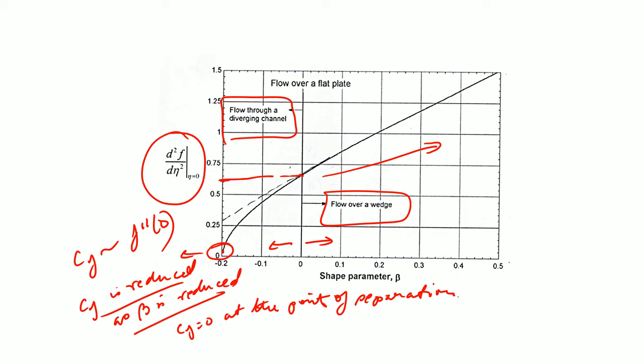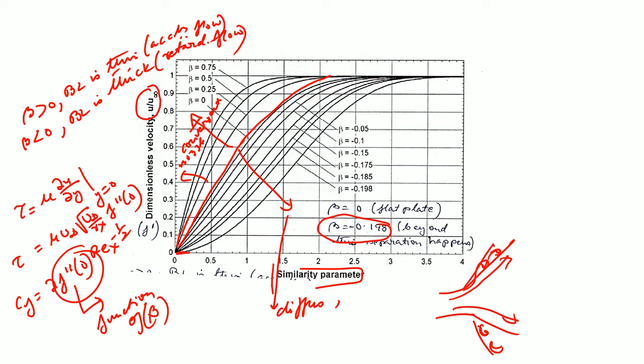From these profiles, we saw two important things: when the flow is accelerating, the boundary layer is always thin, and when the flow is decelerating, the boundary layer is always thick. That is proven through this analysis, and the shear stress, which depends on the boundary layer profile, essentially the angle at the wall, also changes with the wedge angle. Now, coming back to our journal.